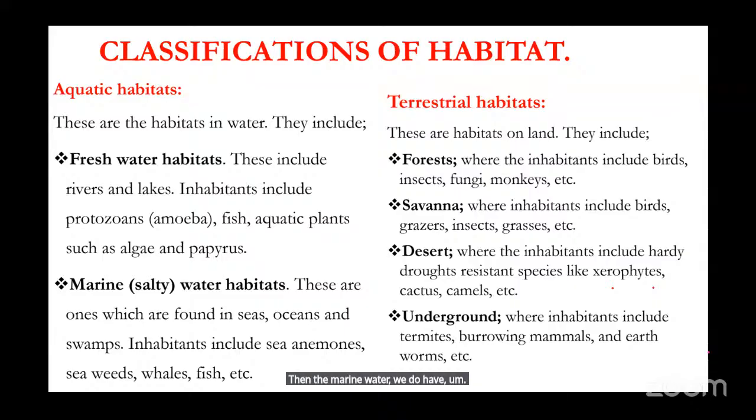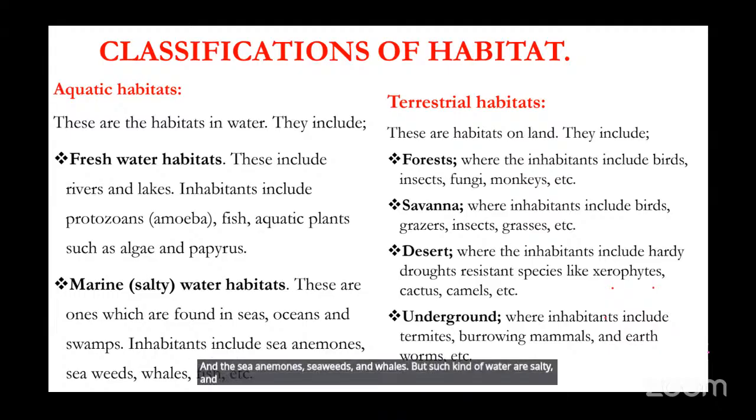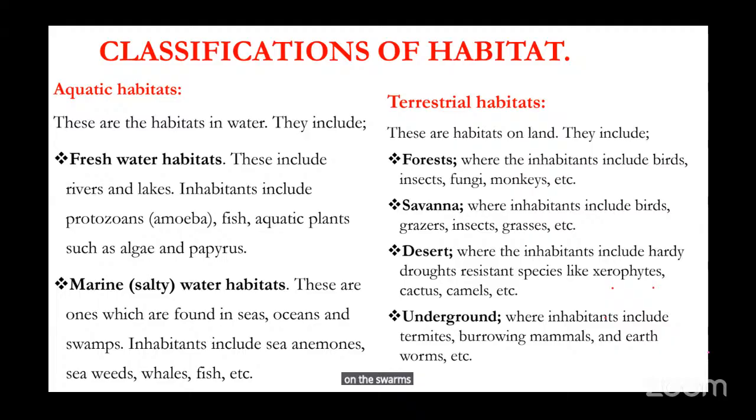Then the marine water, we do have the sea anemones, seaweeds, and whales. But such kind of water is salty, and it can be found in seas, in oceans, and also in swamps. So that's as far as aquatic is concerned.